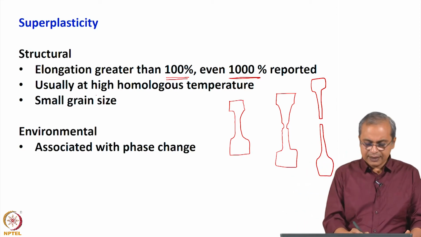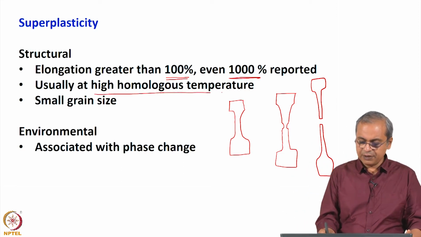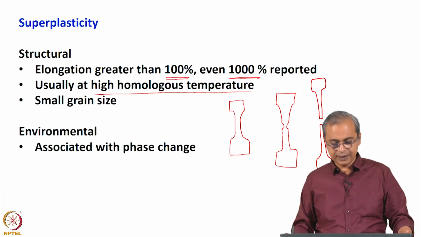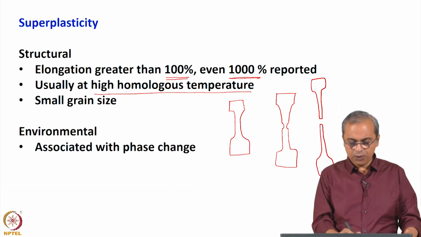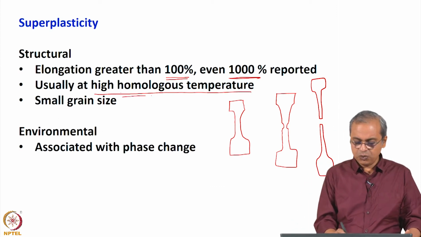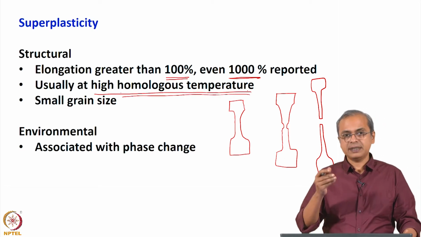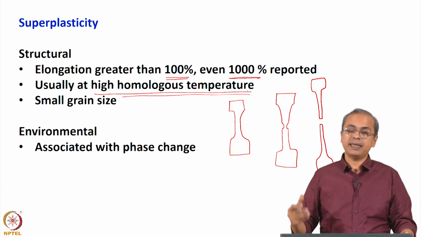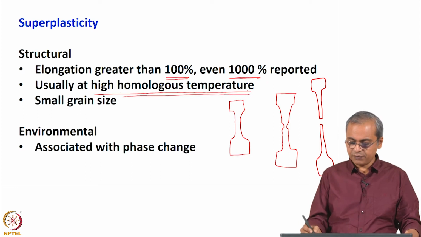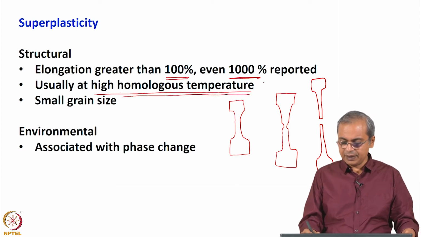This usually occurs at a high, what is referred to as a high homologous temperature, and this homologous temperature refers to the temperature of the sample relative to its melting point. So whatever is the temperature of the sample, let us say the sample is at temperature Ts, divided by T melting point of that sample.